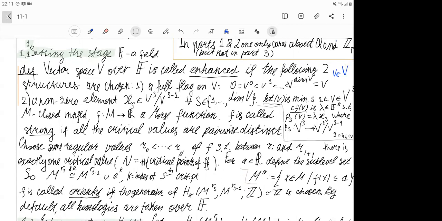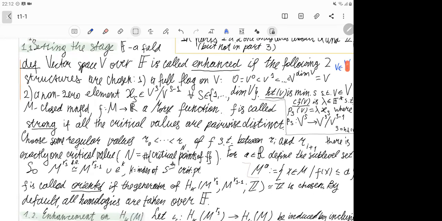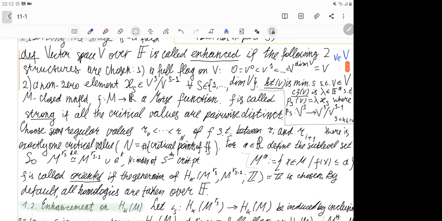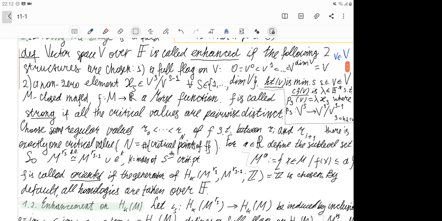But by default, as usual in this stuff with persistence homology, I'm going to be taking homologies with coefficients in F. So these are F vector spaces, right? So I'm done with the setup. Any questions on the setup? No.